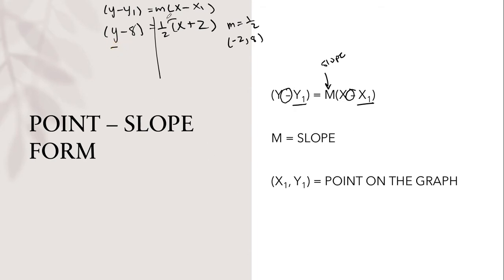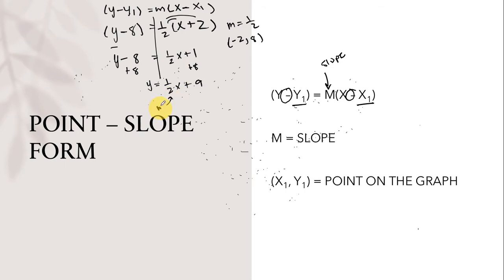Now remember, I can change this to slope-intercept form as well by isolating y. So I would need to distribute 1/2. That would give me y minus 8 equals 1/2 x plus 1. Add 8 to both sides, so I can isolate that y variable, giving me 1/2 x plus 9. Well, here's my slope, and here's my y-intercept, because I put it in slope-intercept form.